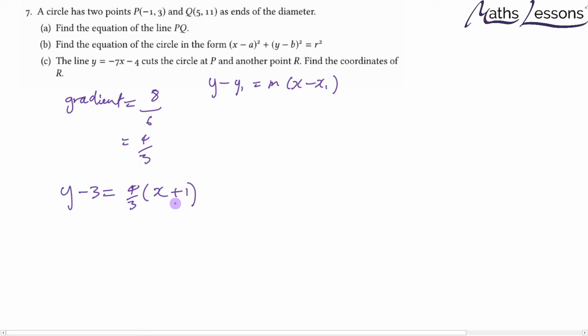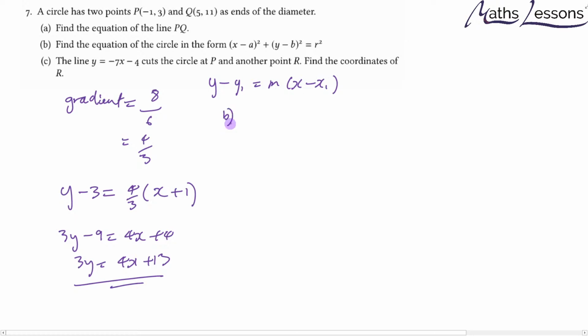It doesn't ask for a particular form of the equation of the line, so I could just leave it like that. But I'll rearrange it to make it look a bit nicer. So you get 3y minus 9 equals 4x plus 4, multiplying by 3 to get the brackets out. So 3y equals 4x plus 13. I'm just going to leave it like that.